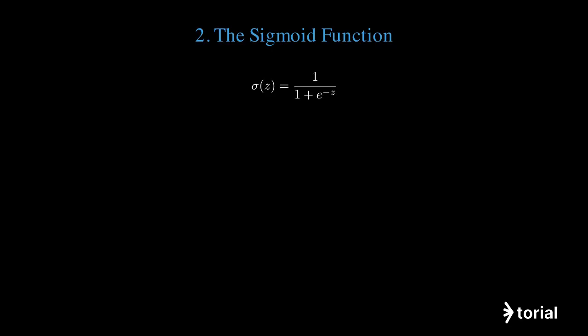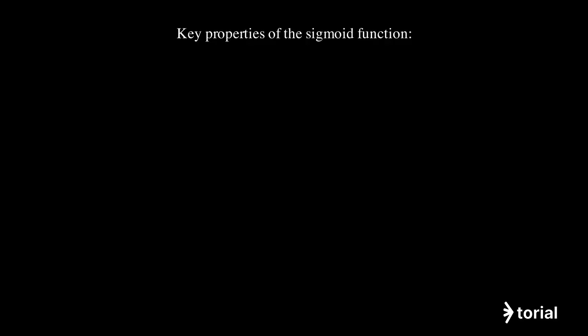The sigmoid function is defined as sigma of z equals 1 divided by 1 plus e to the negative z. The sigmoid function has several important properties that make it perfect for classification. First, its output is always between 0 and 1, making it interpretable as a probability. When z equals 0, the sigmoid outputs exactly 0.5, serving as our natural decision boundary.